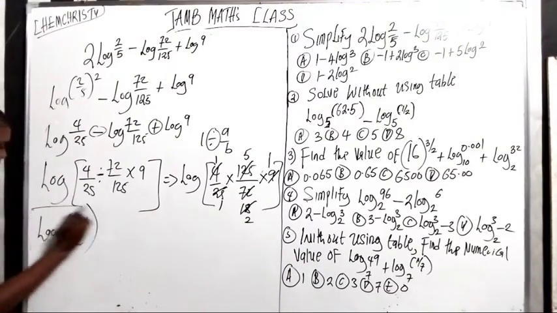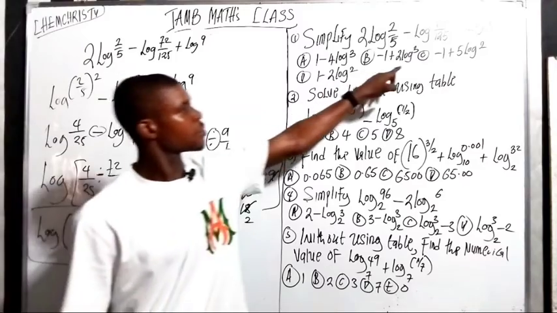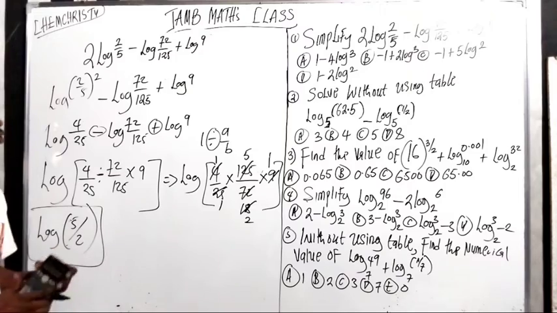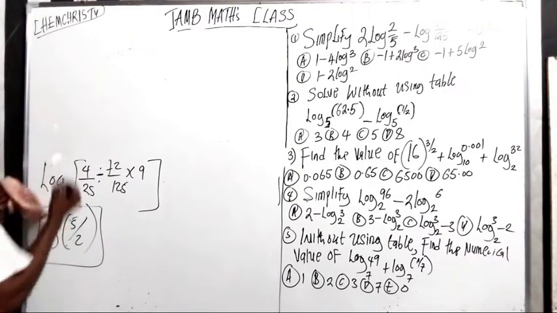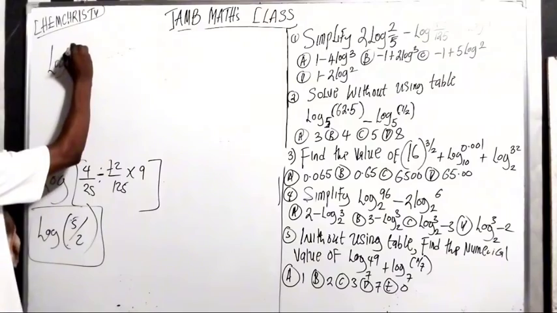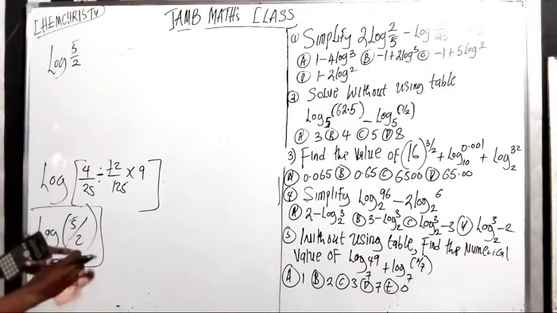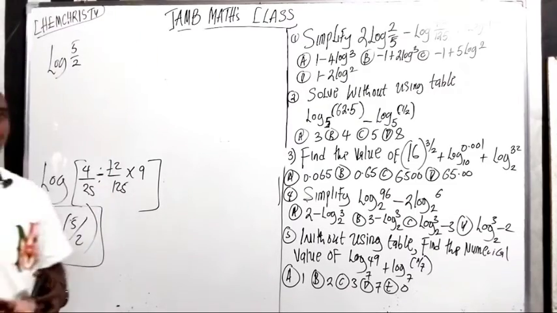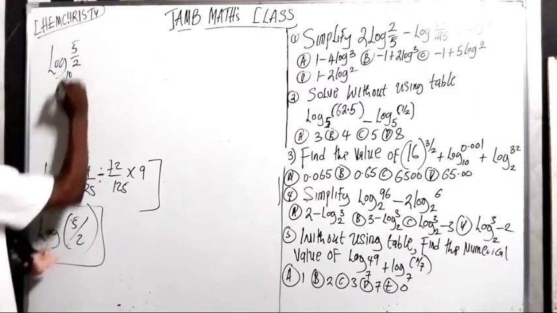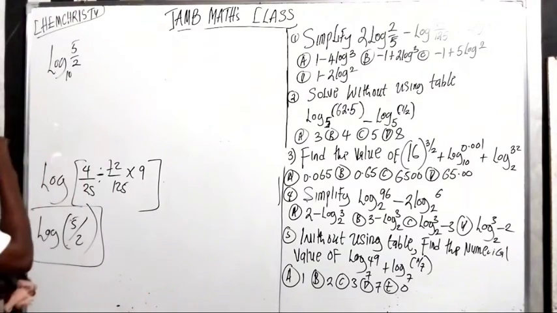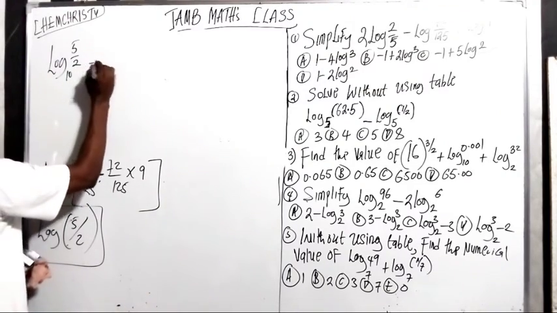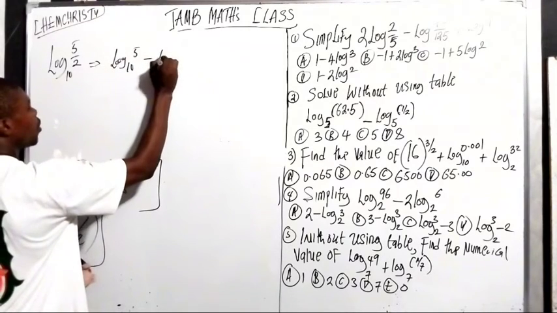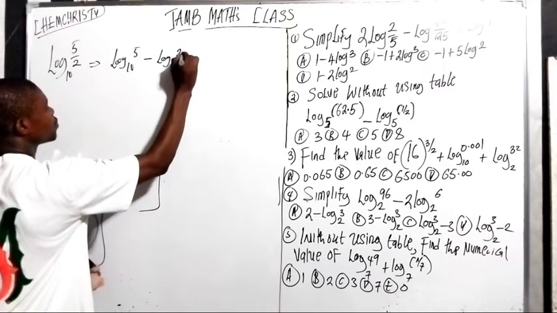Now this is not in my options. If you check, it's not in my options. So I need to break this down. I'm going to write the last one here: log of 5 over 2. So how do we evaluate this? What you want to understand is that whenever the base is not given to you, we assume it to be base 10. So how do we evaluate it here? Remember, this is division, so it's going to be log 10 of 5 minus log 10 of 2.